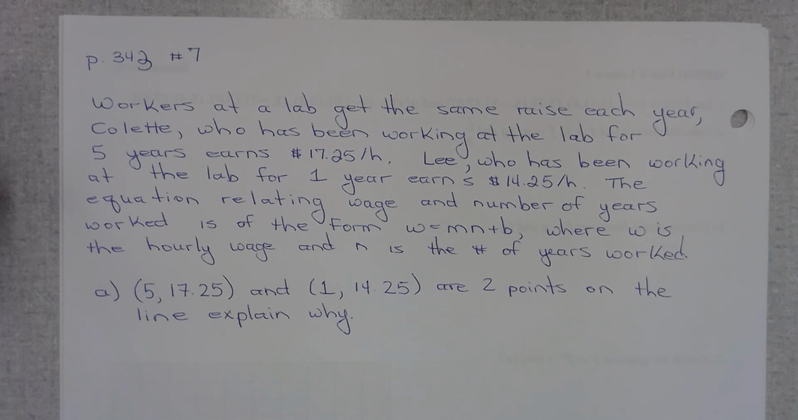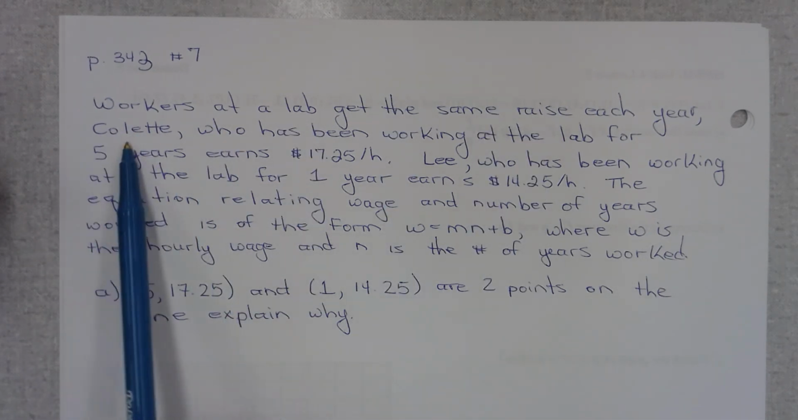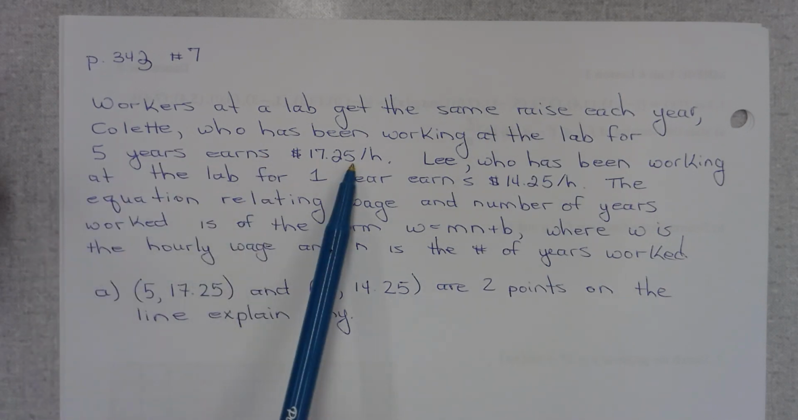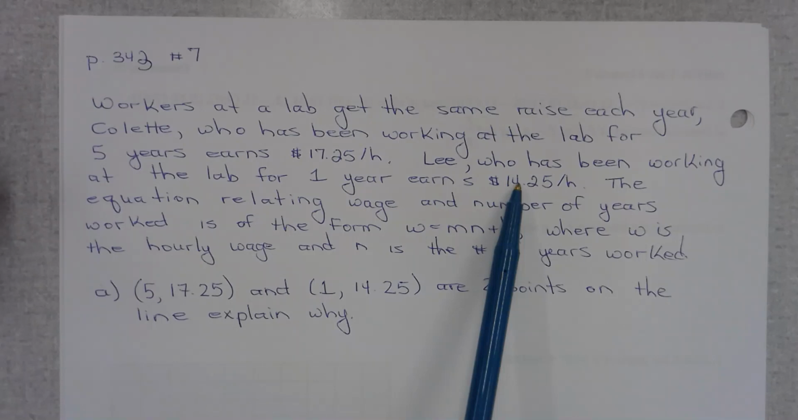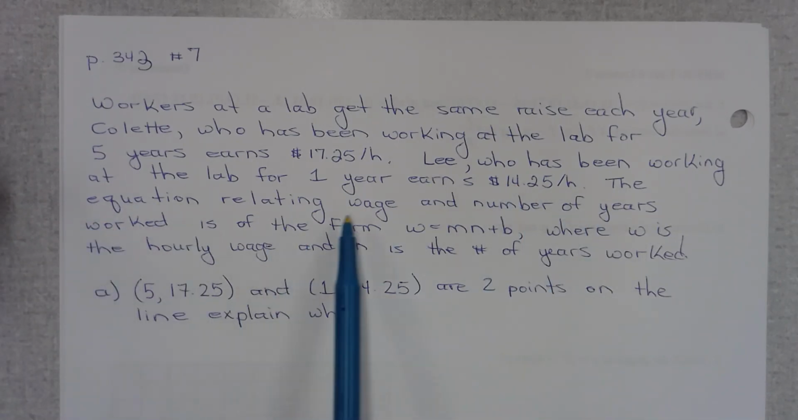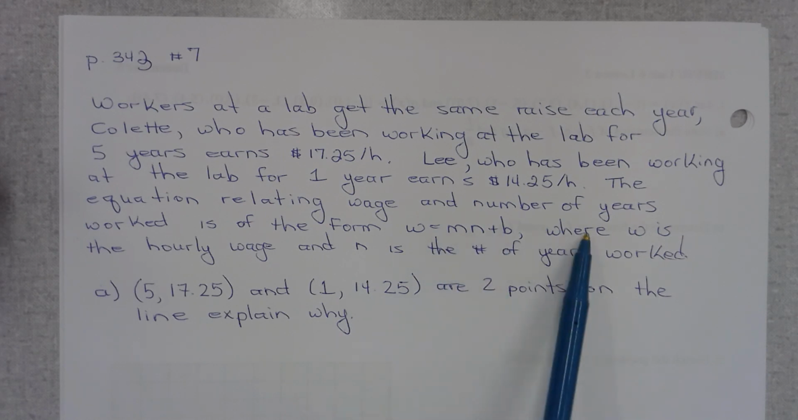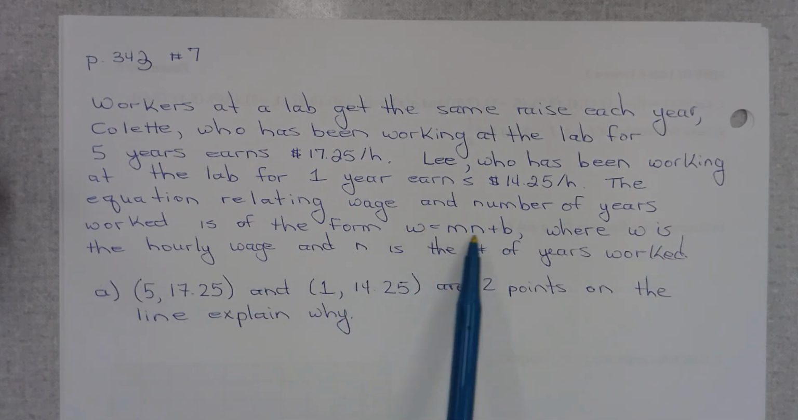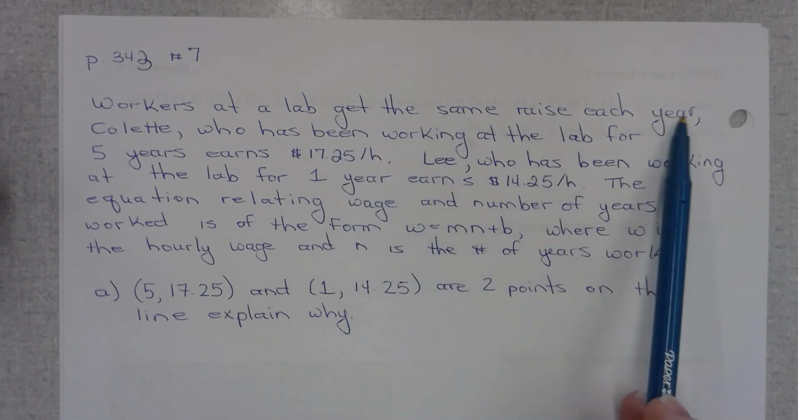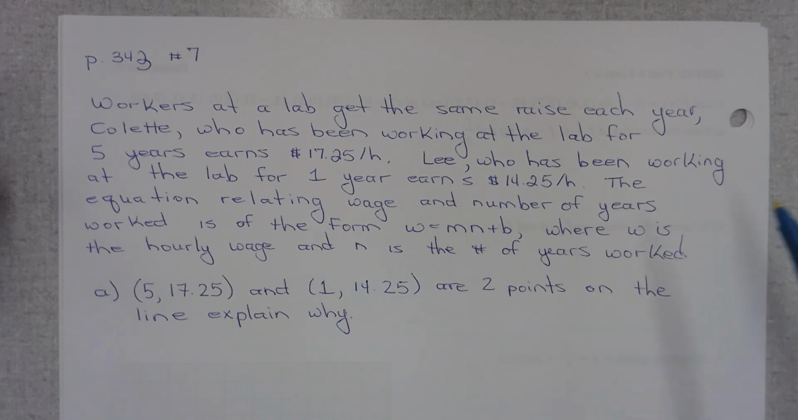So if we take a quick look at the question, it says workers at a lab get the same raise each year. Colette, who has been working at the lab for 5 years, earns $17.25 an hour, and Lee, who's been working at the lab for 1 year, earns $14.25 an hour. The equation relating wage and number of years worked is of the form W equals MN plus B, where W is the hourly wage, so that's your Y, and N is the number of years worked. Because we know they get the same raise each year, the slope is going to represent the raise that they get every year.